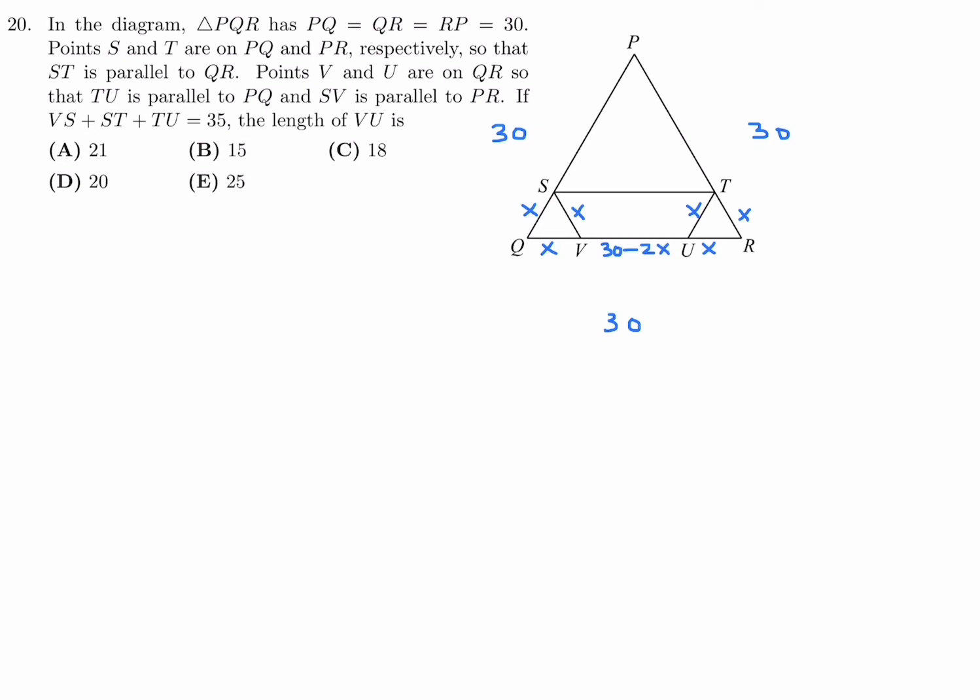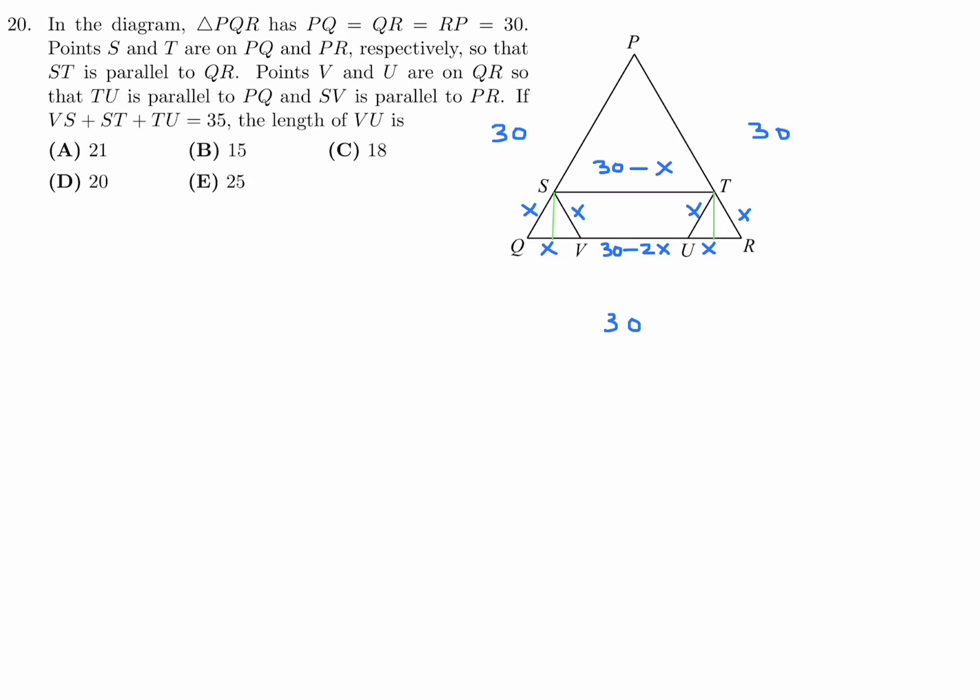And then, if you were to drop a perpendicular from S down to the bottom like that, and T down to the bottom like that, it would essentially chop the bases in half. So the distance, for example, from here to here would be x over 2. And the distance from here to here would be x over 2. Similarly, that would be x over 2. So the distance S to T is 30 minus this x over 2 and that x over 2. So basically, it's 30 minus x.